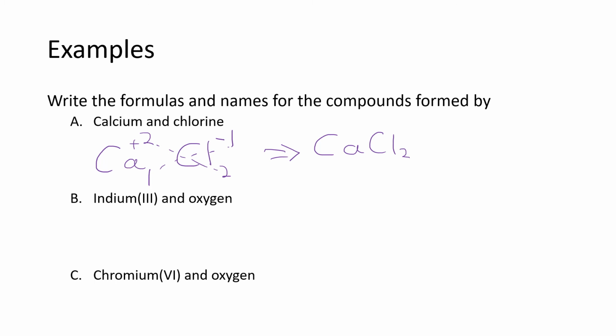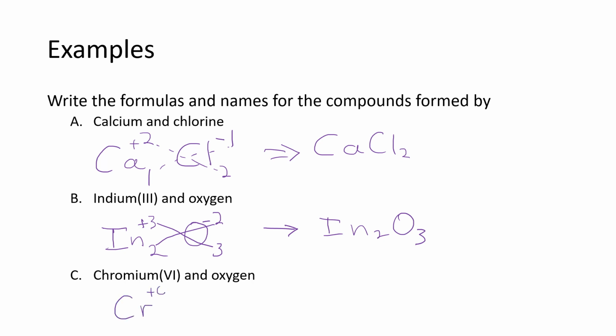For our next example, the Roman numeral 3 on indium tells us that the charge on indium is +3. So I'm going to write In with a +3. And then oxygen and all the nonmetals in the chalcogen family are fixed charge with a -2. So I'm going to have to crisscross, bring down a 3 and bring down a 2. And cleaning that all up, I'm going to have In2O3.